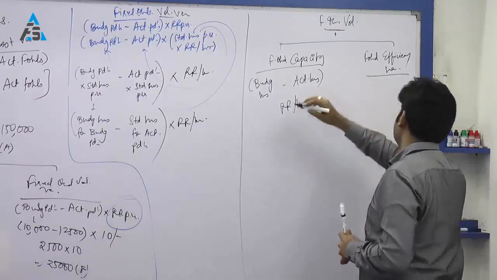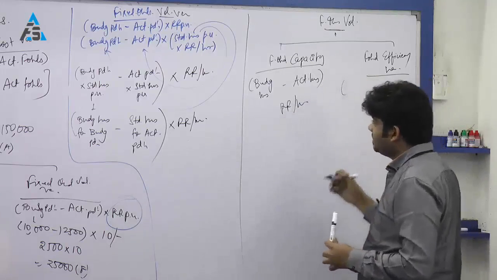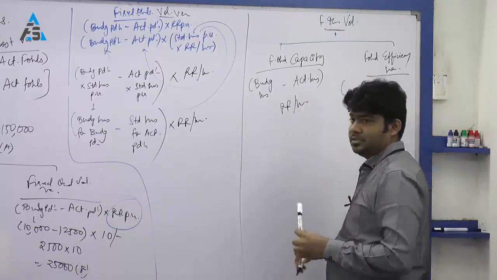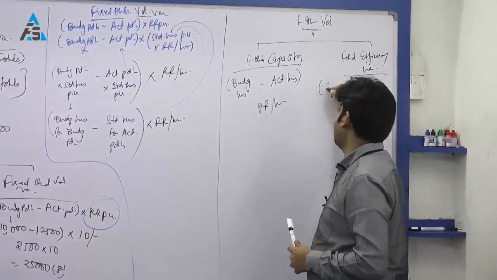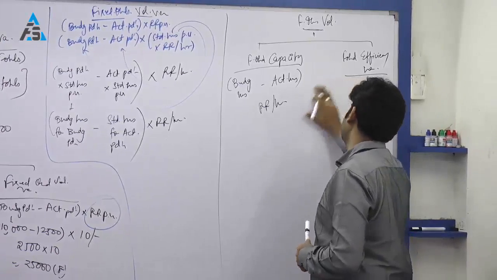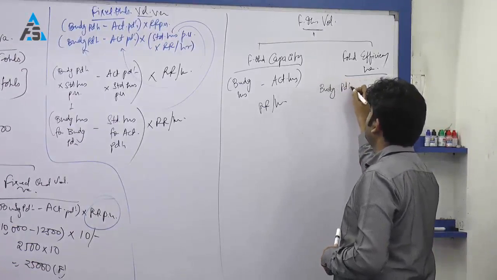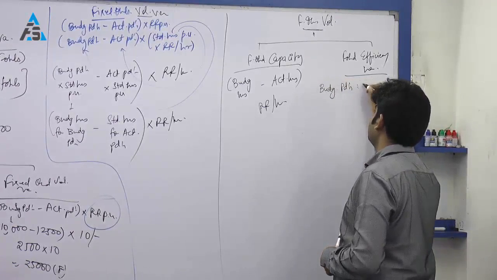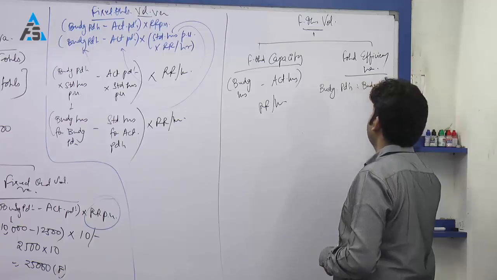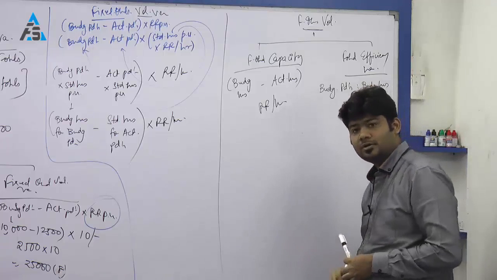Efficiency is what you will check here. So efficiency, we will take it this way: see, what is the budgeted production, and for the budgeted production, what are the budgeted hours that you had thought?